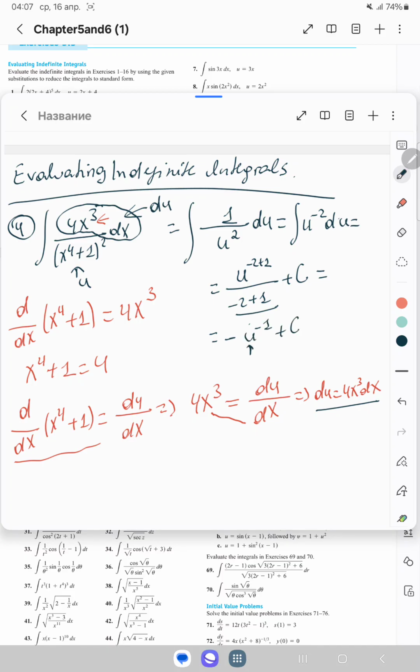Instead of u, we cannot keep it like this. Instead of u, I will write x to the power of 4 plus 1. Yəni əvvəllə əvəzləmişdiksə, indi də əvvəlki versiyasına qayıtmalıyıq. Minus x to the power of 4 plus 1 to the power of minus 1 plus c. And this is our answer. And I hope it's clear.